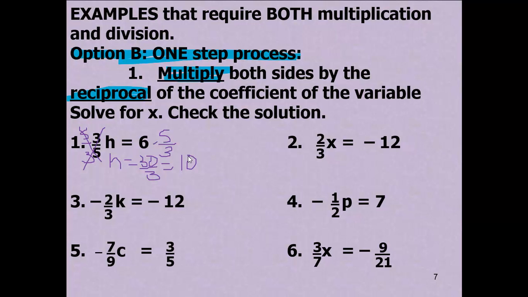Don't just look at the answer and write it down. Work it out using the reciprocal. Welcome back. The reciprocal of 2/3 is 3/2. So I'm going to multiply both sides by 3/2. The 2 cancels, the 3 cancels. All I have left is an x. And then I have negative 12 times 3 is negative 36/2, and it equals a negative 18. So x equals negative 18.